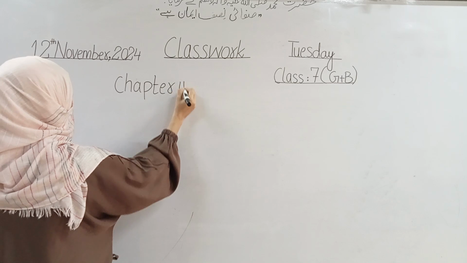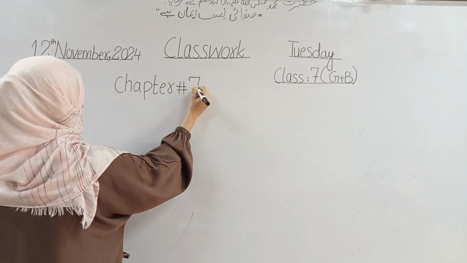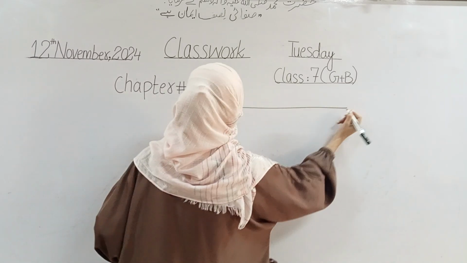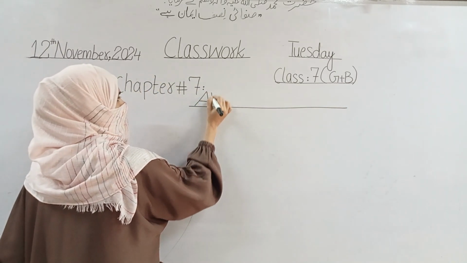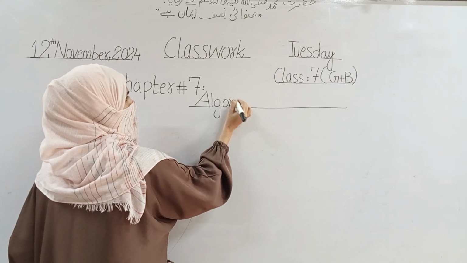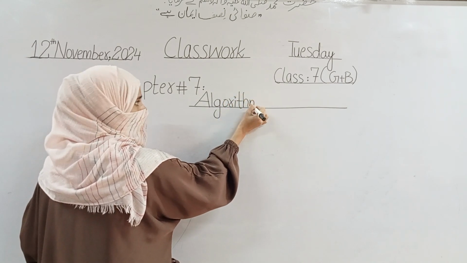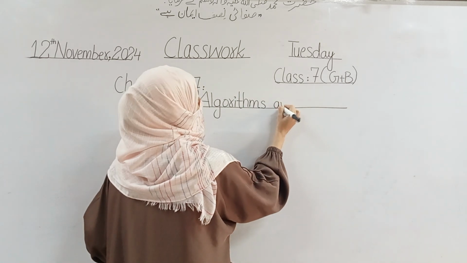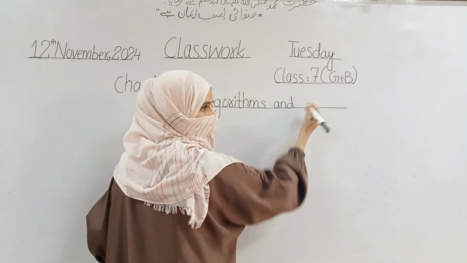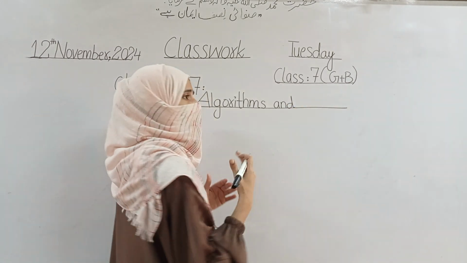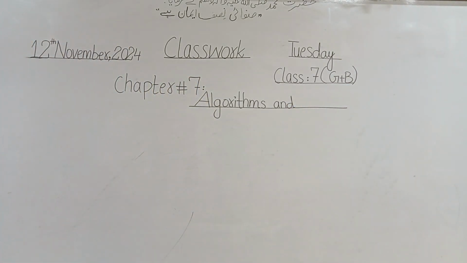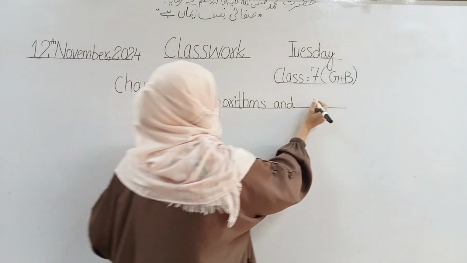What is algorithm, boys? Hussain Faisal, please tell me what is algorithm? Algorithm is a step-by-step procedure to solve a given problem, but they are written in simple English. What is simple English in computer sciences known as? Good. The simple English in which we write an algorithm is known as pseudocode.